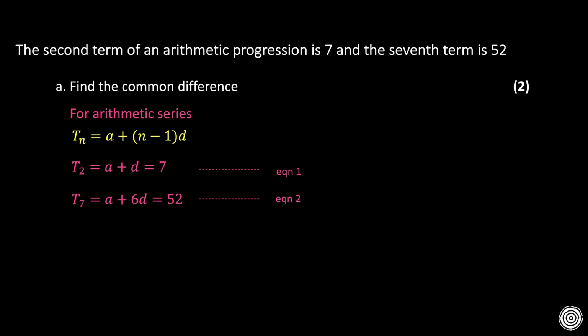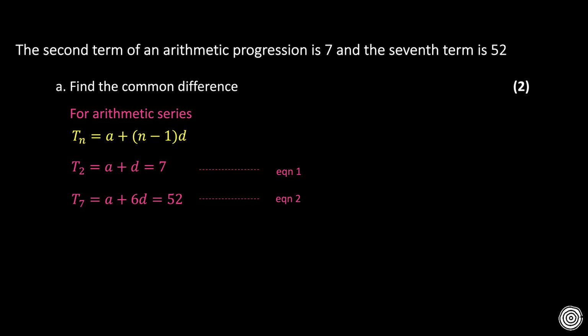Now for my seventh term, that's a plus 6d. Again, the 6d comes from n minus 1, so 7 minus 1 gives 6, that gives me 6d. So again, my seventh term is a plus 6d, and we know that's equal to 52, and I'm going to set that as equation number 2. Then I'm going to solve simultaneously.